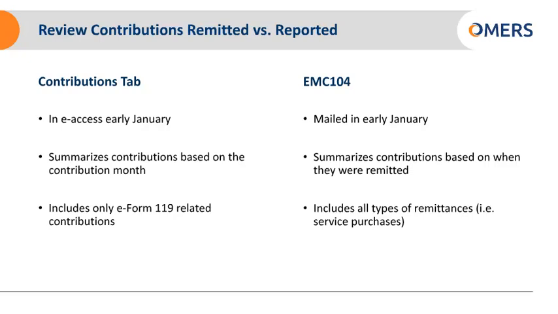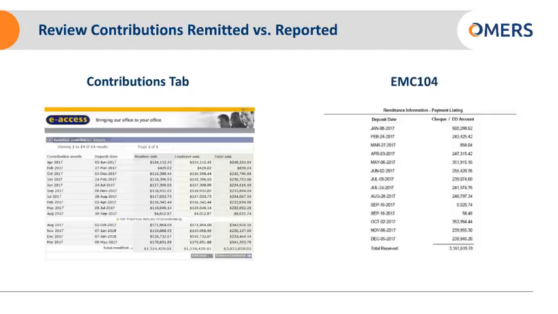This report summarizes when the funds were remitted to OMERS and provides a breakdown of what the remittance includes. For example, it will show you normal contributions remitted, as well as the contributions remitted for service purchases. These are examples of both the Contributions tab in eAccess and the EMC 104. Always remember that the months will not match because the EMC 104 will show when the contributions were remitted to OMERS, while the Contributions tab shows what months the contributions apply to.